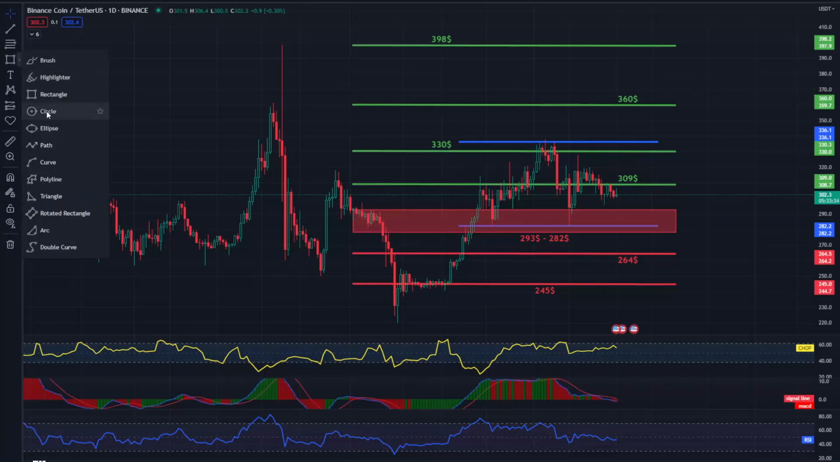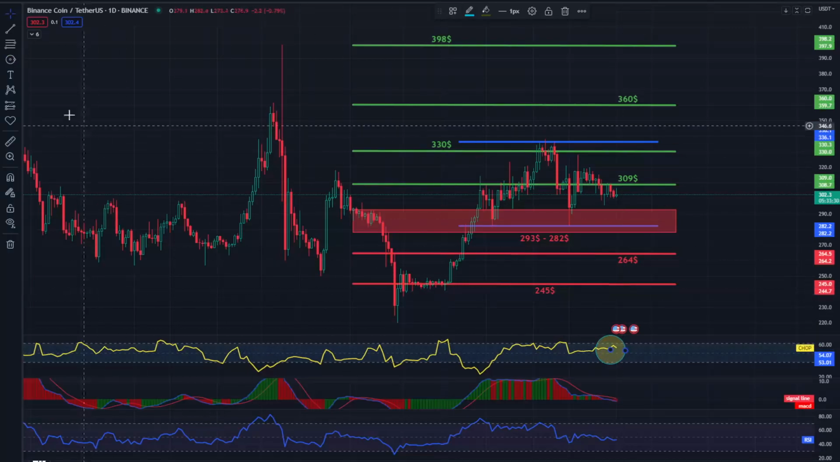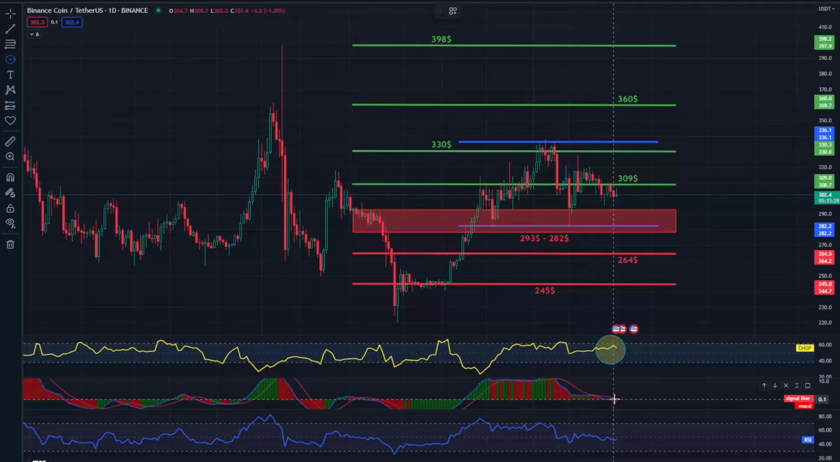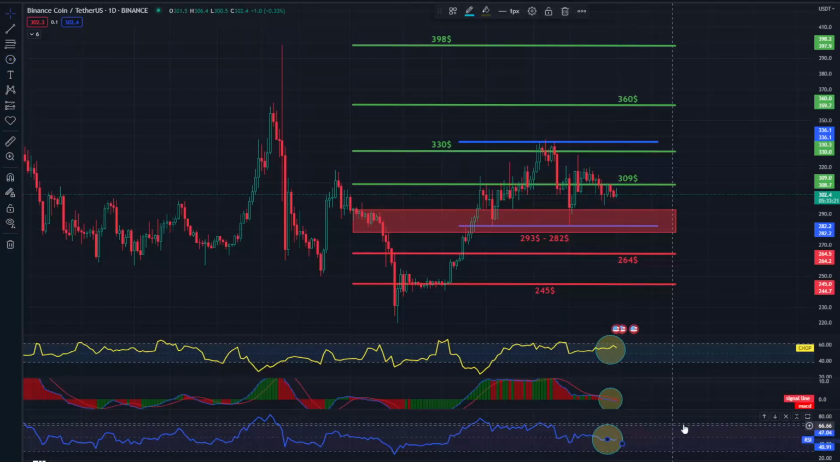Please look at the CHOP index, which indicates that we have a lot of energy for the upcoming move. MACD indicates that we are moving in a downtrend, while the RSI is moving around the middle of the range, which makes it difficult to clearly determine the direction.